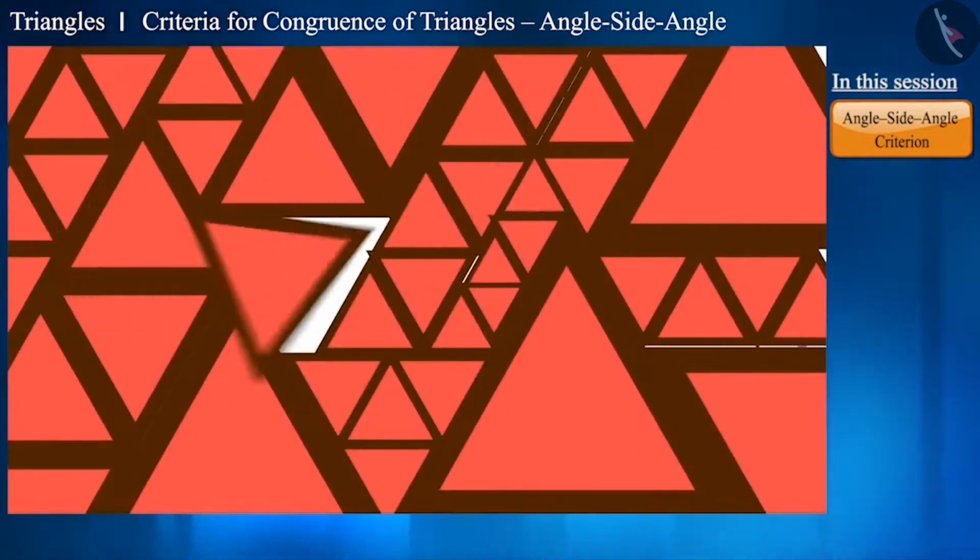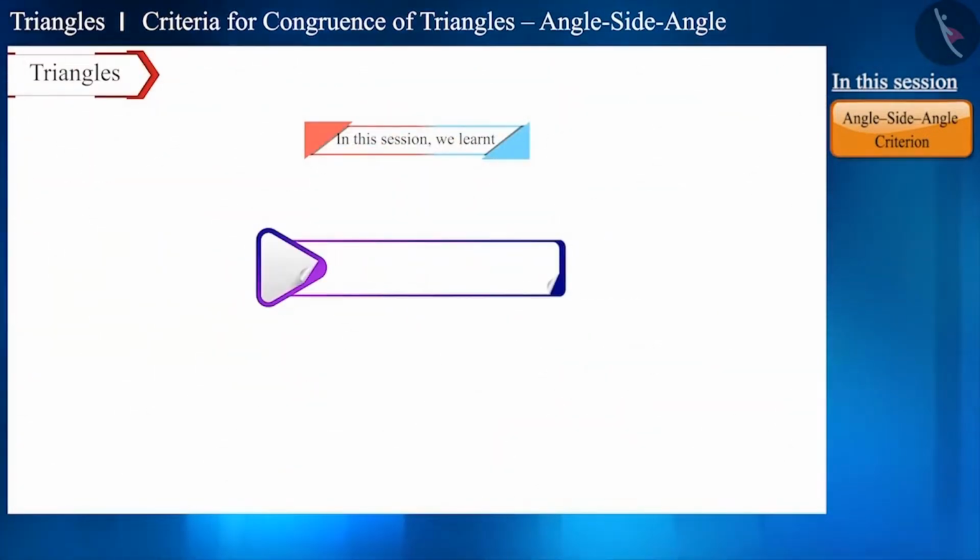Friends, that's all in this session. Today we discussed the angle side angle, ASA, criterion for the congruence of triangles.